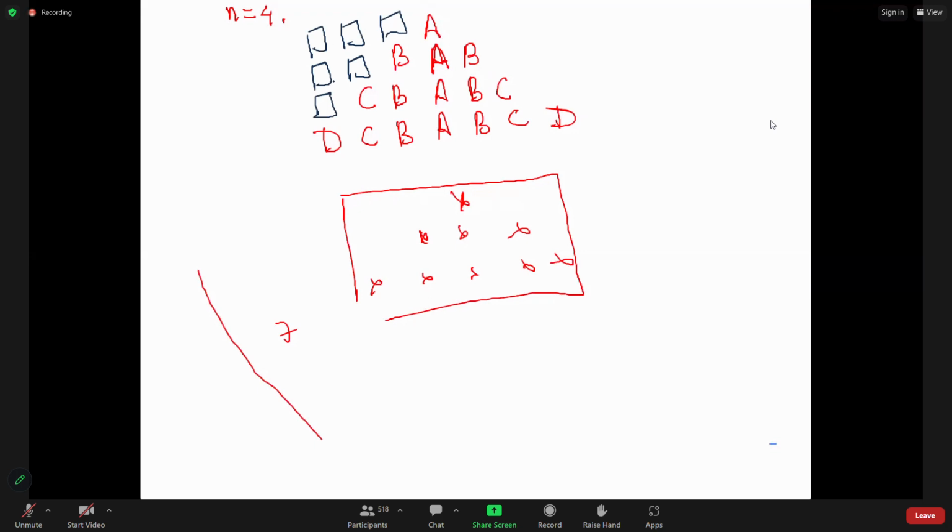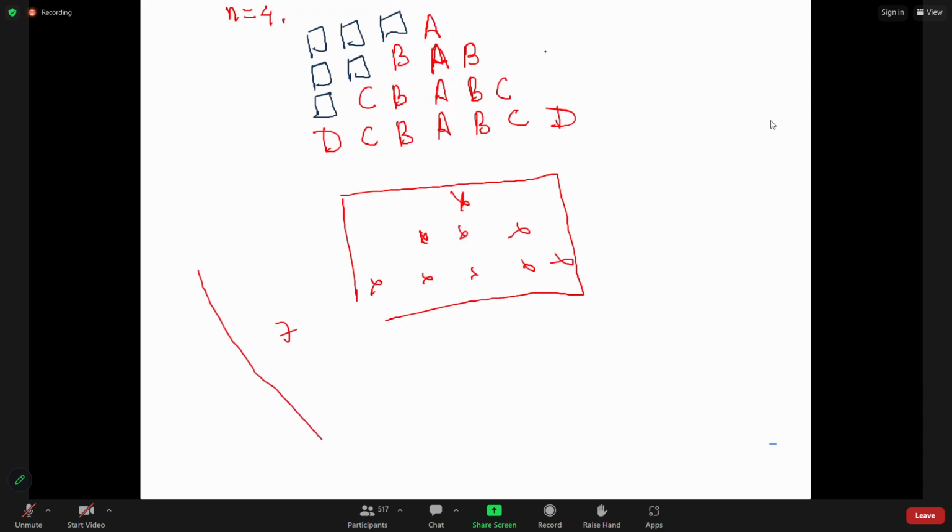In the second row, the number of spaces is 2. In the third row, the number of spaces is 1. And in the last row, it is 0. Fourth row, it is 0. Okay. So if this is the thing, what is the relation between the number of rows and the number of spaces? That you have to think.